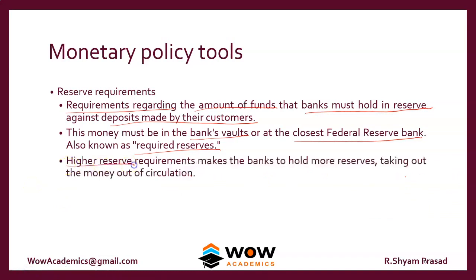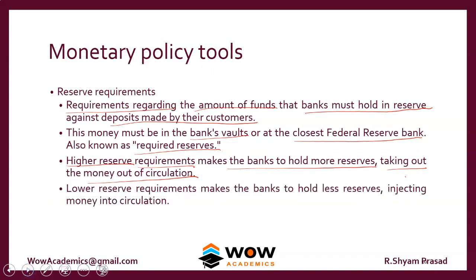So higher reserve requirements make the bank hold more reserves, taking money out of circulation. If you have set the reserve at 30 rupees, only 70 can be lent. If you have the reserve at 10 rupees, then 90 rupees can be given as borrowings. So that's about the reserve requirement.